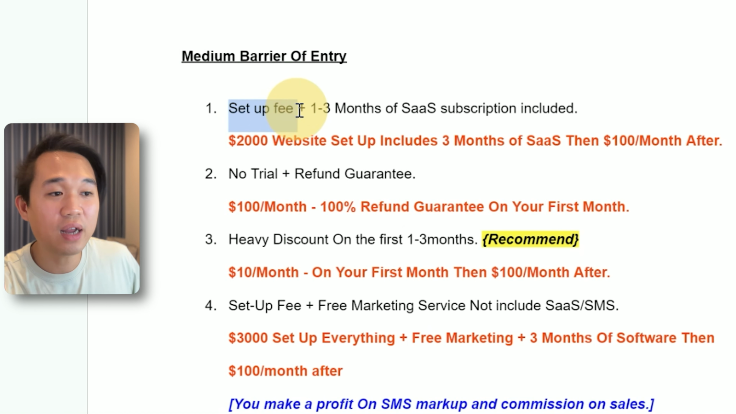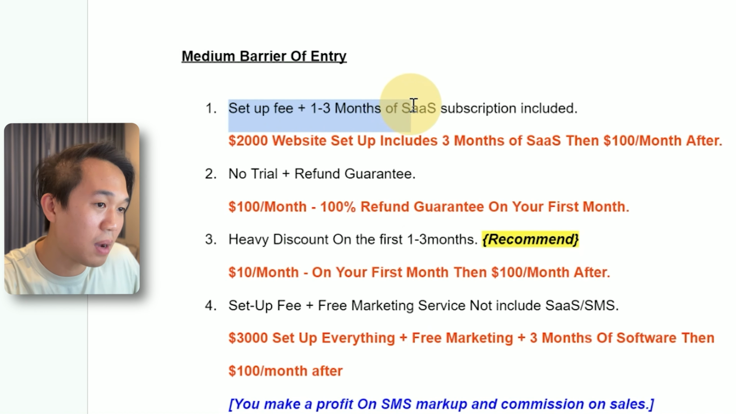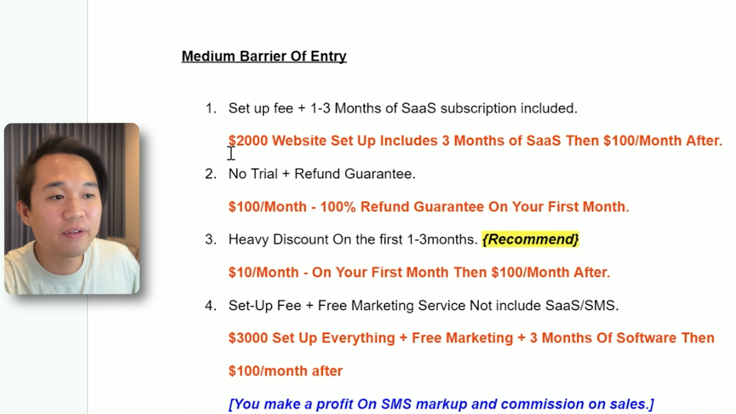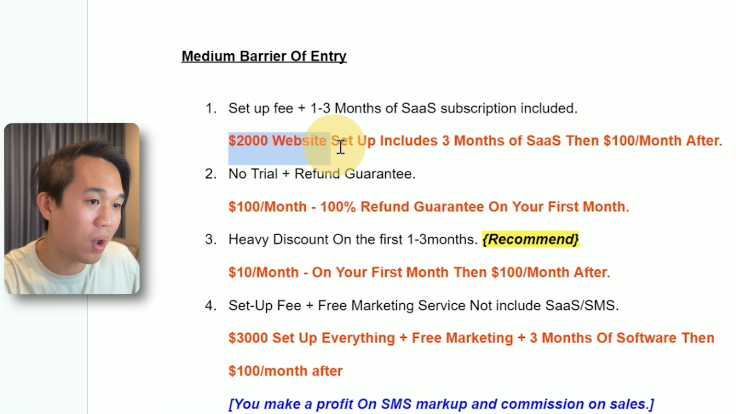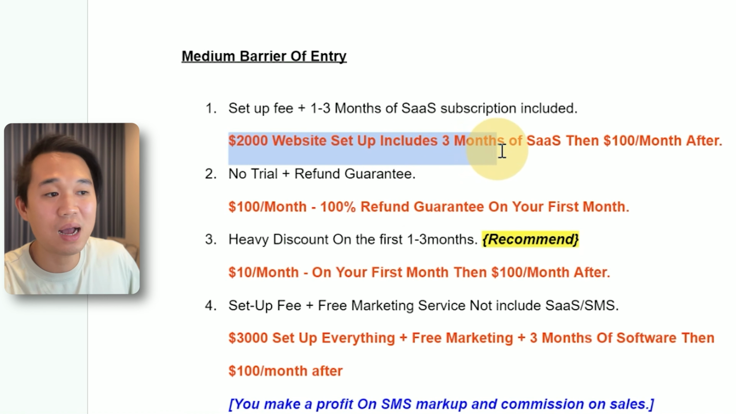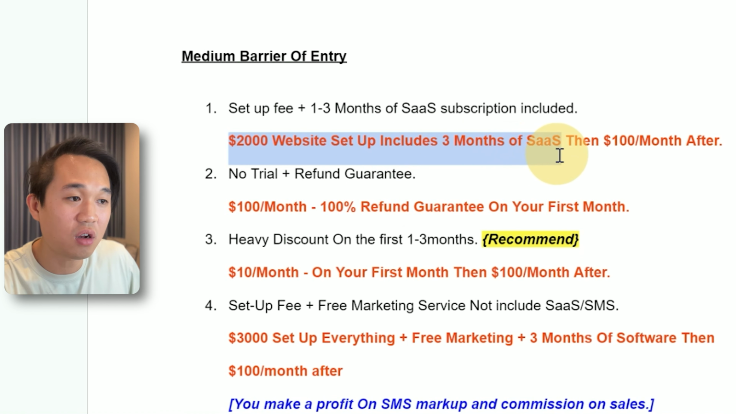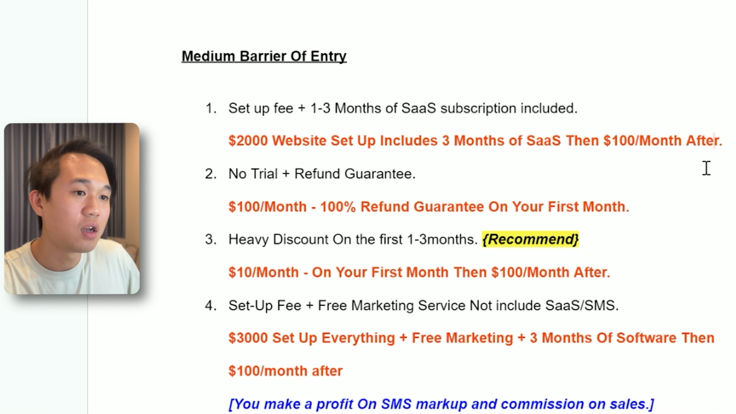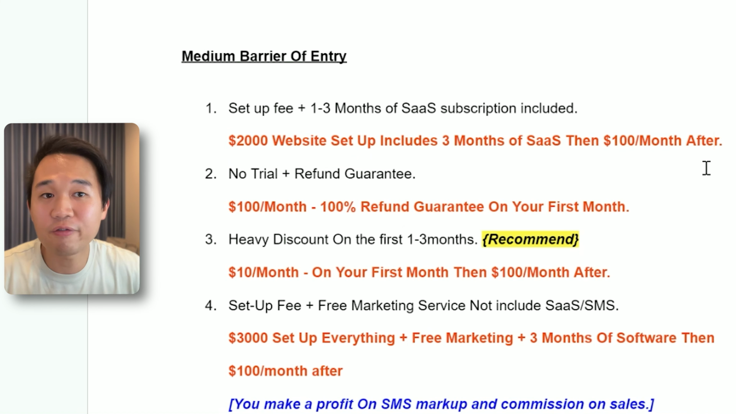So option 1, we're going to have a setup fee plus 1 to 3 months of software subscription included. For example, if you charge a $2,000 website setup fee, that's going to include a 3-month software subscription, and then it's $100 per month afterward, right? So you're going to get 2K upfront. That's what I mean by keeping your business afloat. If you want to hit 10K, you just have to onboard 5 of these clients into your business.